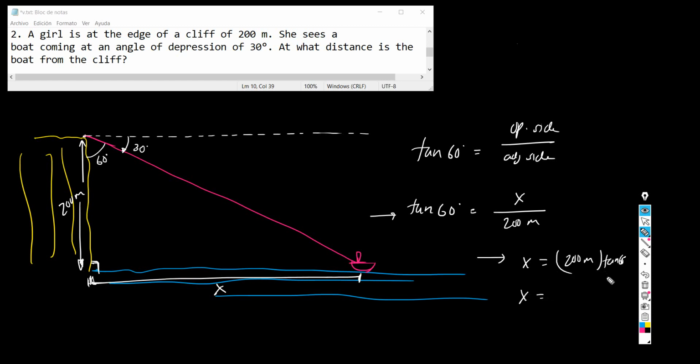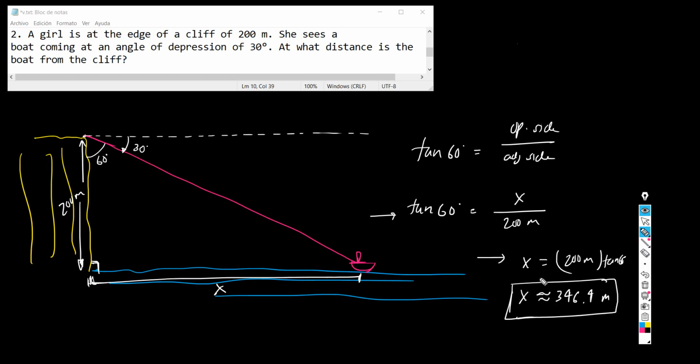How much is that? That's going to be 200 times the tangent of 60. We're going to get 346.4 meters. Now, I'm sorry, that's not degrees. We're talking about distance, right? Meters, approximately.